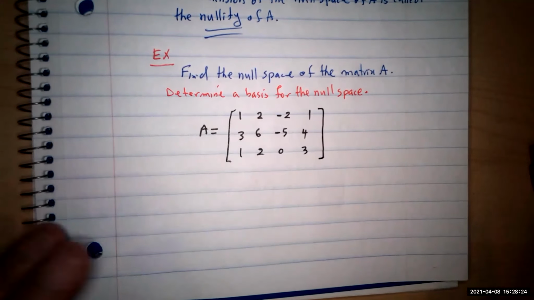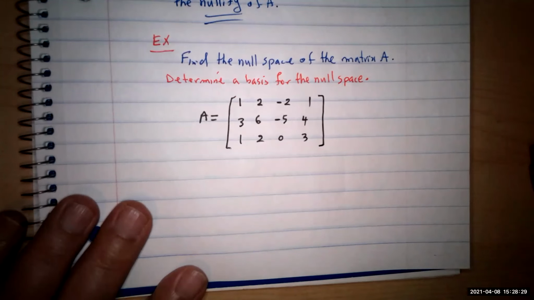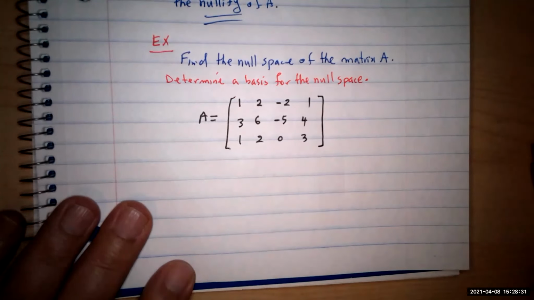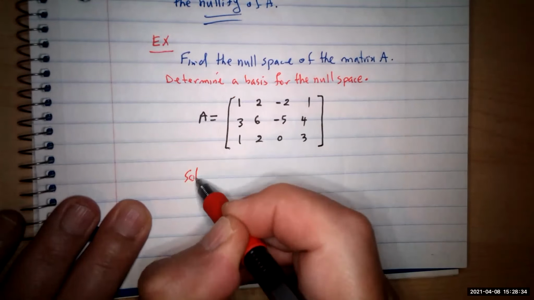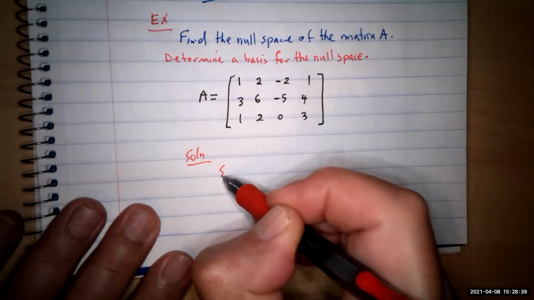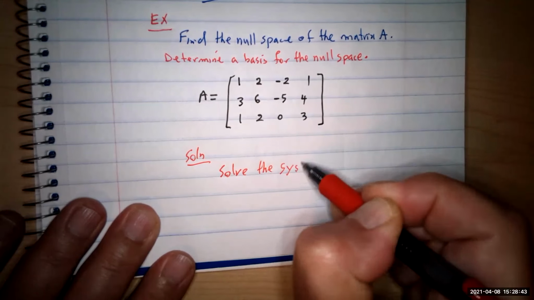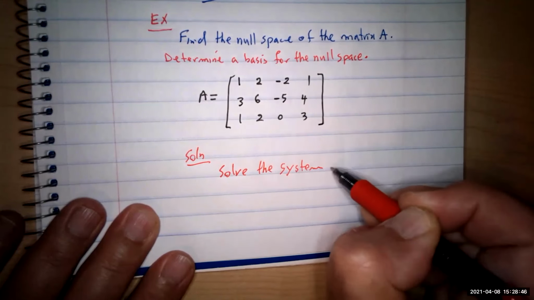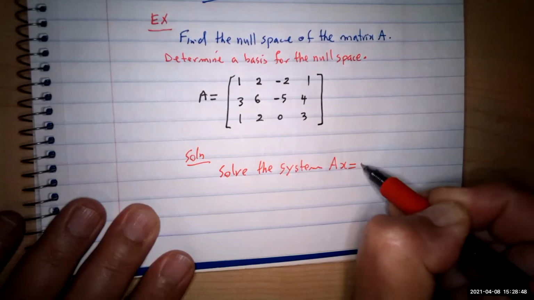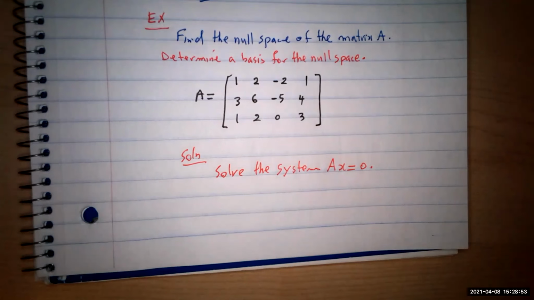So basically, you just find the solution of the equations. You have to solve this system. What is the system? Ax equal to 0. You solve this system first to find that subspace, and when you find it, you give us a basis.